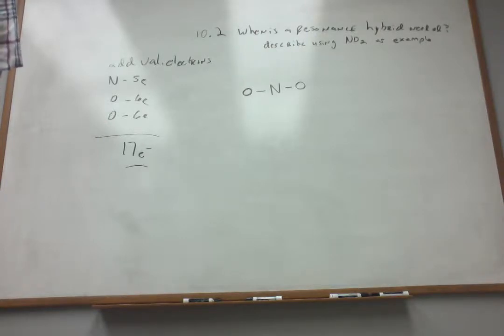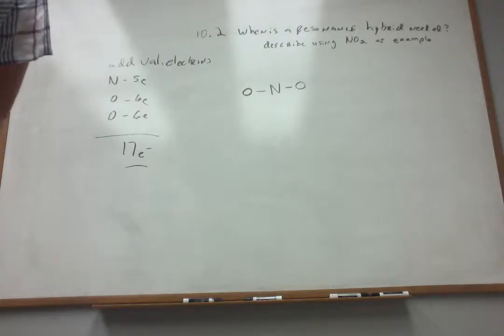The problem asks us, when is a resonance hybrid needed to adequately depict bonding in a molecule? Using NO2 as an example, explain how resonance hybrid is consistent with actual bond lengths, bond strength, and bond order in this molecule. This idea of resonance hybrid is an advanced concept for this chapter, but it's important for this class and as you proceed in chemistry and get into organic chemistry and so on.